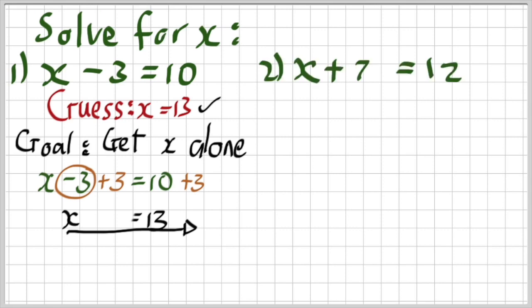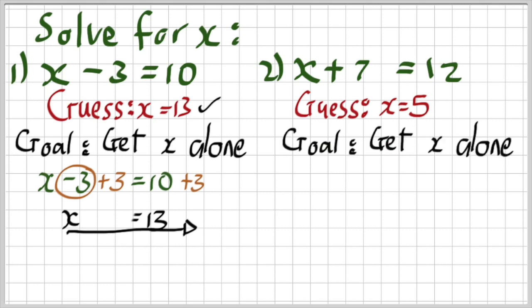When I look at the second one, I've got x plus 7 equal to 12. Again, before we do it algebraically, let's take a guess. What do we guess our x value to be? I'm guessing x must be 5. Let's make sure that I get my x alone. Remember, that's my goal. To get rid of the positive 7, what is the inverse operation of plus? Well, I'm going to subtract 7.